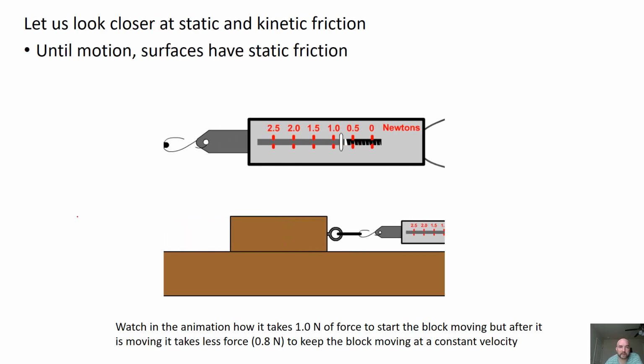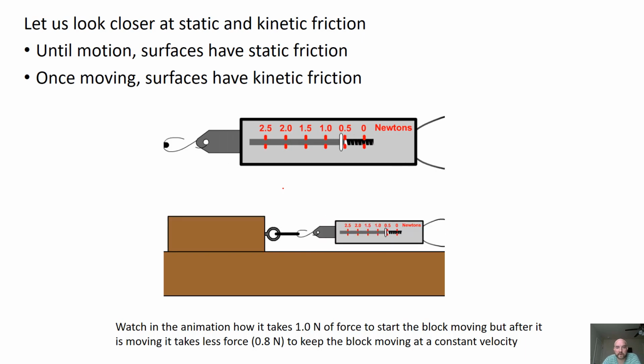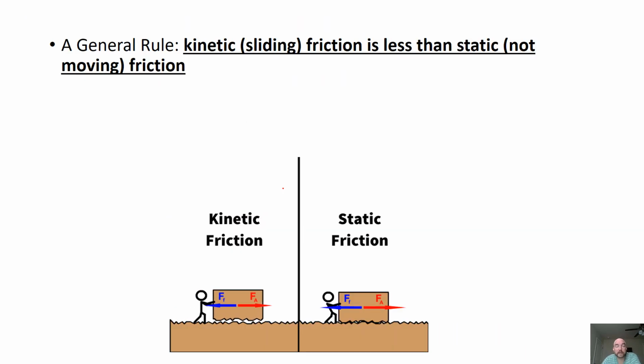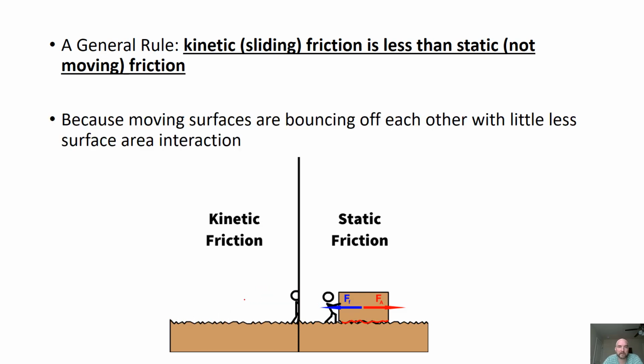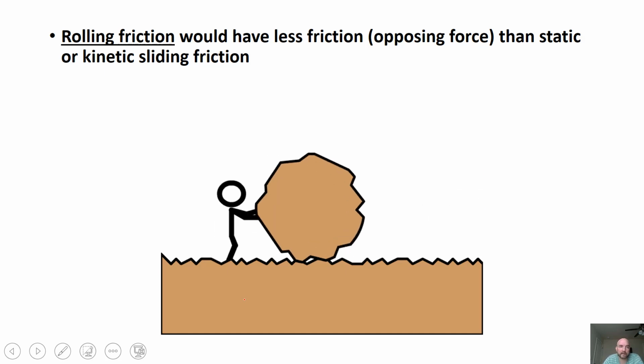Until motion, surfaces have static friction. So at the beginning, before the motion occurred, right around here, we have static friction going on. But once motion occurs, everything beyond that is going to be kinetic friction, once moving is occurring. General rule, kinetic sliding friction is less than static, not moving friction. And once again, that is because the surfaces are much closer here, whereas here you have a little bit of spacing, a little bumping against each other, but it's going to be easier to keep something going than to start it going in the first place. Rolling friction itself is going to be the least of all of them.